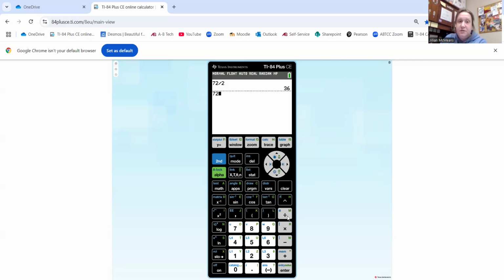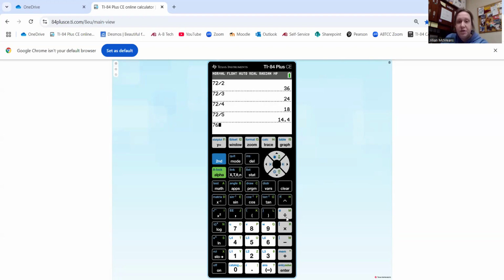Let's see if 72 is divisible by 3. It is. So 3 and 24 is going to be a factor pair. Is 72 divisible by 4? Yes. So 4 and 18 is a factor pair. Hopefully you know that 72 is not going to be divisible by 5, but in case you don't know, go to your calculator. You get a decimal, ignore it. It's not going to be a factor pair.